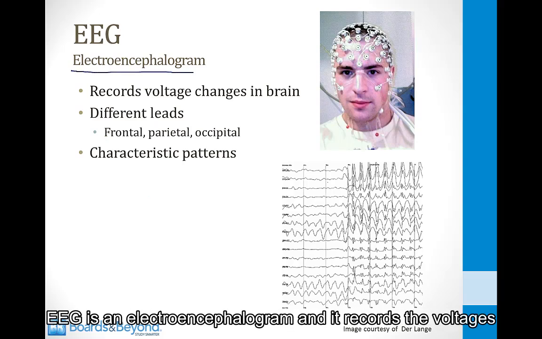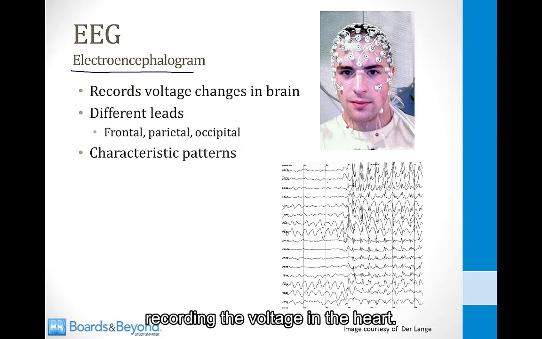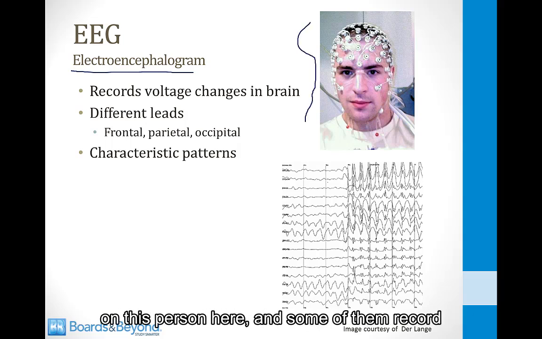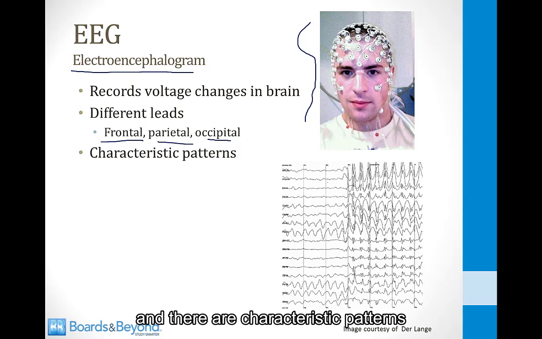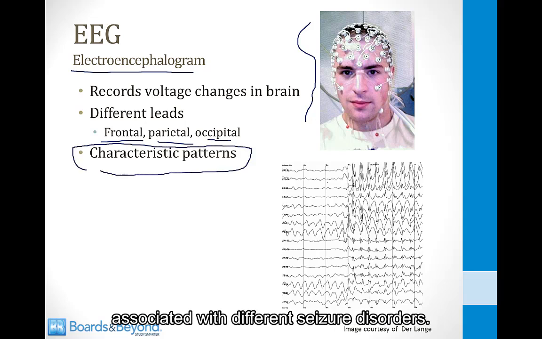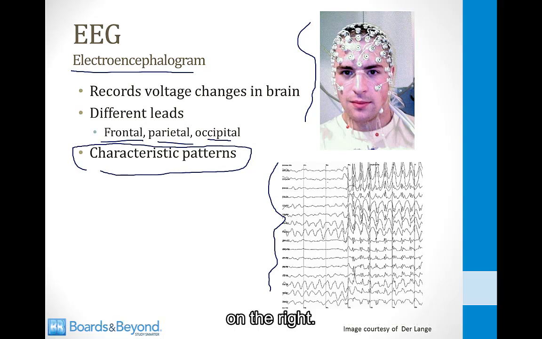EEG is an electroencephalogram, and it records the voltages in the brain. And it's similar in many ways to the EKG, recording the voltage in the heart. There are different leads, as you can see on this person here, and some of them record the frontal lobes, the parietal lobes, the occipital lobes, and there are characteristic patterns associated with different seizure disorders, and this is an example of an EEG output over here on the right.